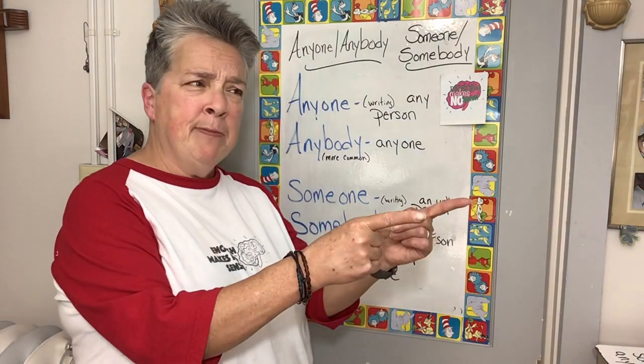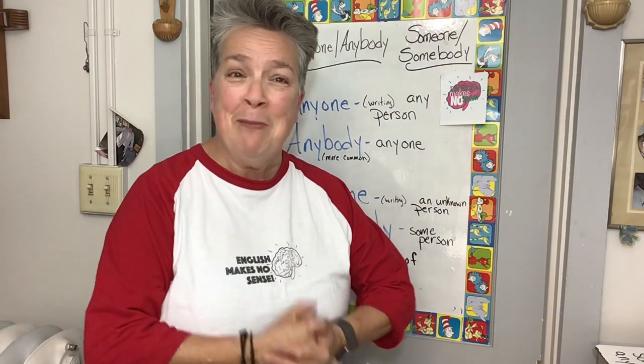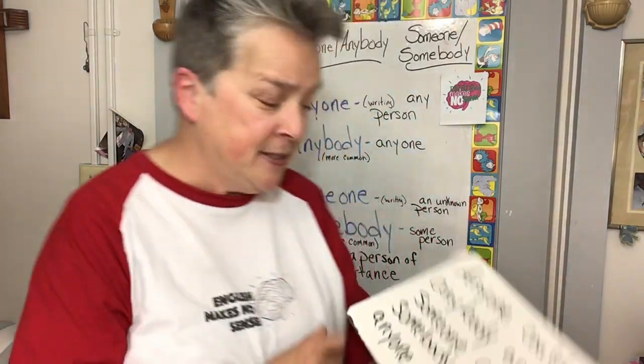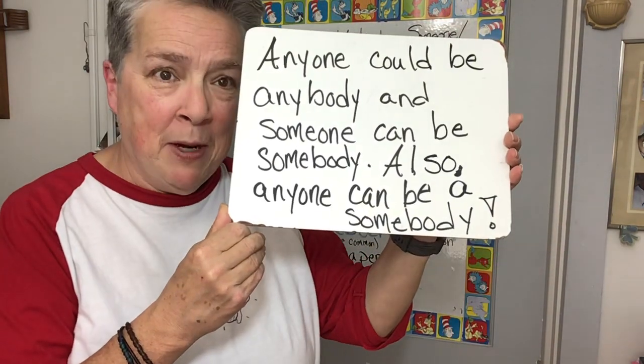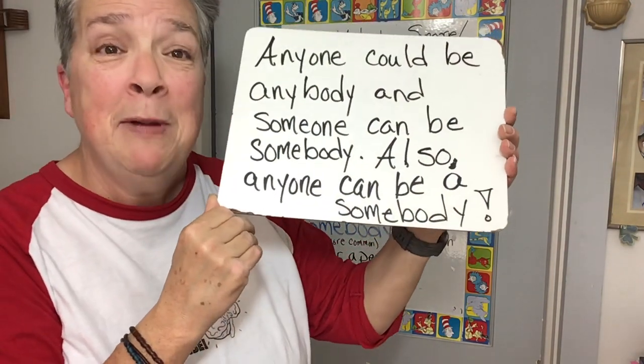Like, hey, isn't he the president? Yeah, he's a somebody. Or someday I hope to grow up to be a somebody. Got it? Now you can read and understand this sentence. Anyone could be anybody. Someone can be somebody. Also, anyone can be a somebody.